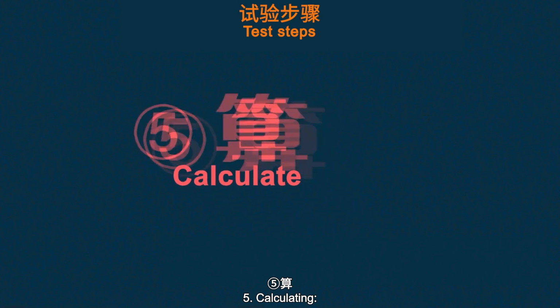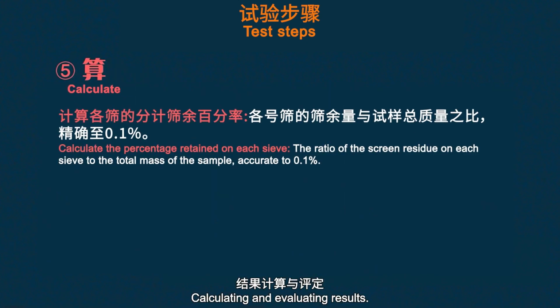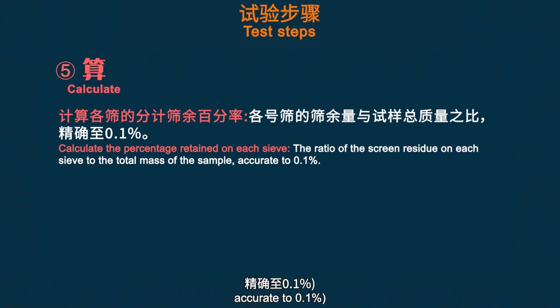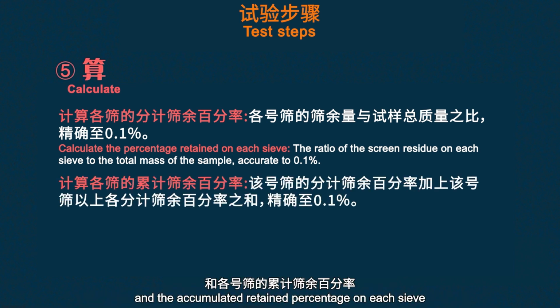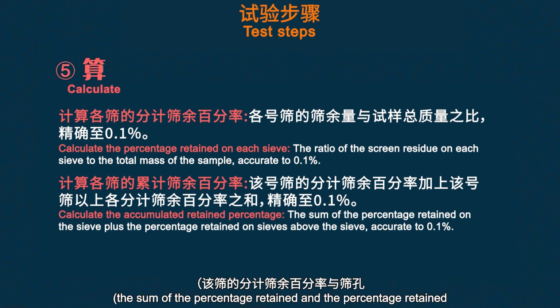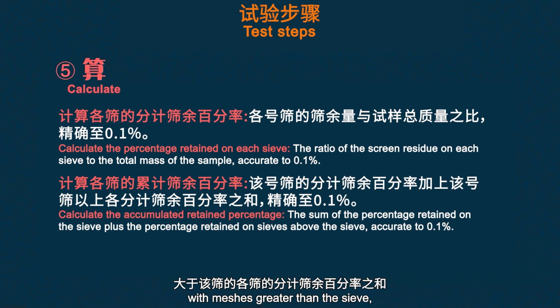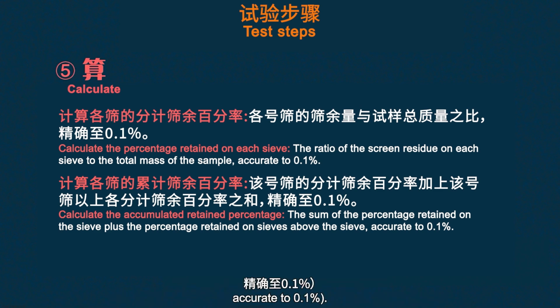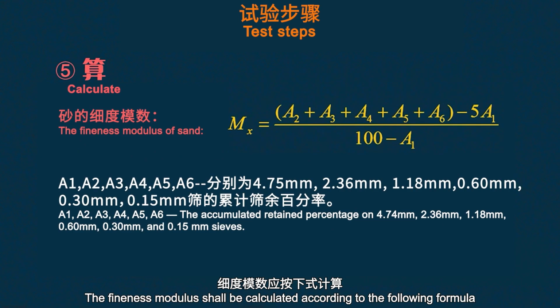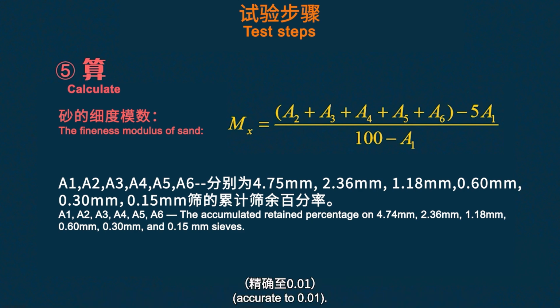5. Calculating. Calculating and evaluating results. Calculate the percentage retained, the screen residue on each sieve divided by the total mass of the sample, accurate to 0.1%, and the accumulated retained percentage on each sieve, the sum of the percentage retained and the percentage retained with meshes greater than the sieve, accurate to 0.1%. The fineness modulus shall be calculated according to the following formula, accurate to 0.01.